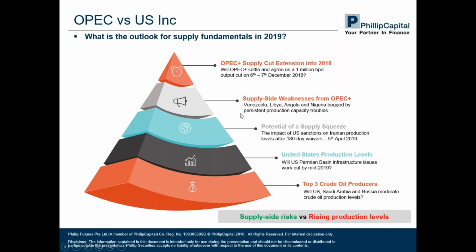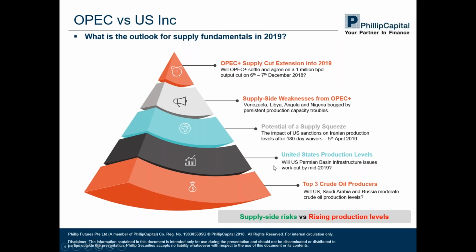Next, you want to see from the supply curve the persistent problems in Venezuela, Libya, Angola, and Nigeria. They have been blocked in the last 2 years by persistent production capacity troubles, which we'll discuss in depth later. And of course, the potential of a supply squeeze that is widely spoken about, but now it's more on the US sanction levels. So what is the outcome after the 5th? Will there be a sharp decline, or will the US actually look at sanctions?